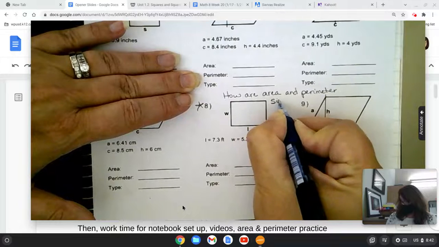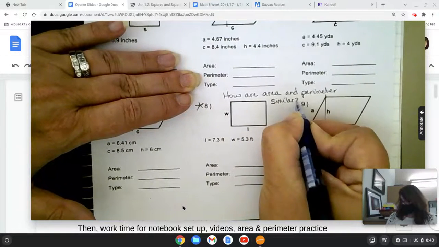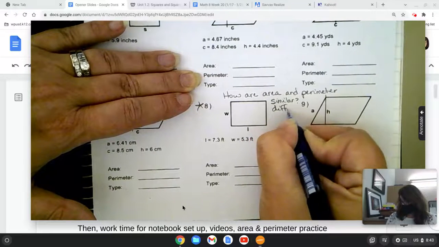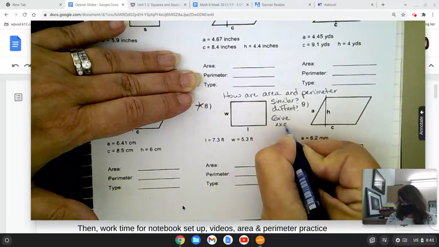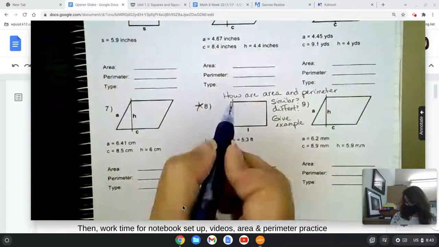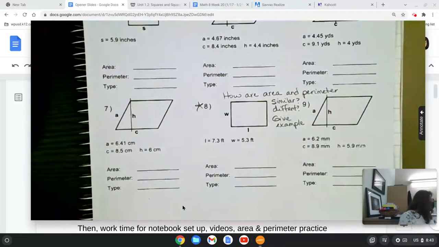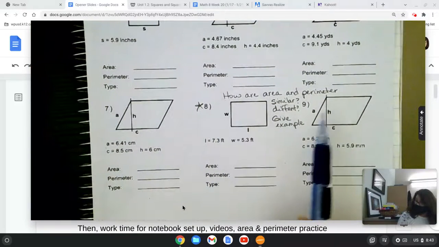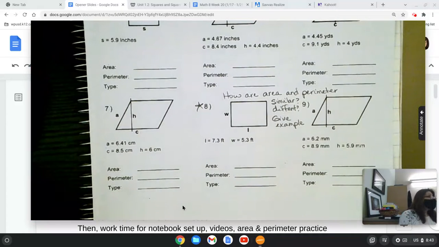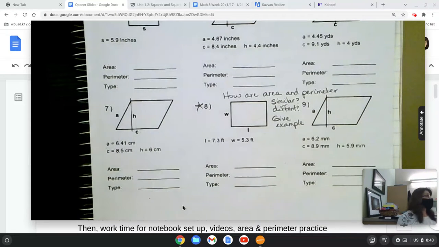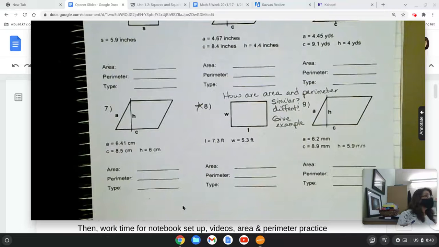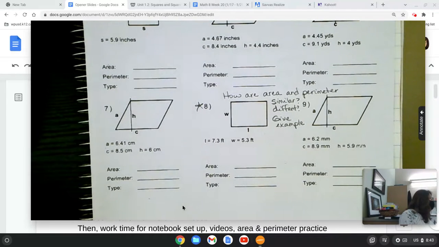It is our essential question today. So with number 8, use that one for an example. Okay, how are area and perimeter similar? How are they different? And when I say give an example, so you have this thing that's 7.3 feet by 5.3 feet. What could it be? Be creative. What could it be inside your house?